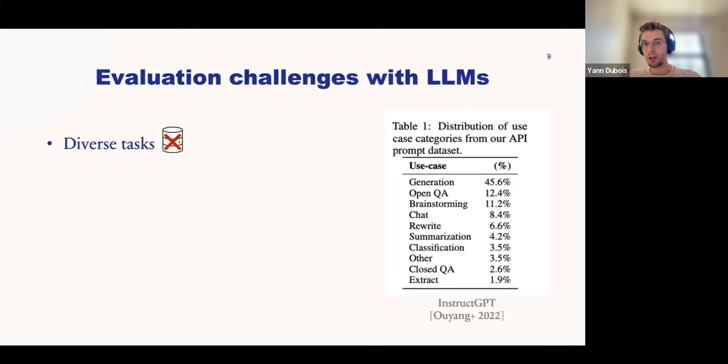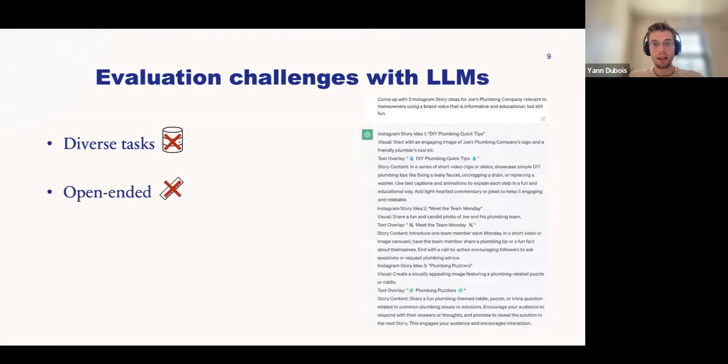Not only do you not know what people will use it for, but also the tasks that people use it for will usually depend on the quality of the model. If the model is really good at summarization, maybe they will use it more for summarization. So there's this tight dependency, which makes it hard to build evaluation pipelines because you don't know what the real task is. The other thing is that these are open-ended tasks.